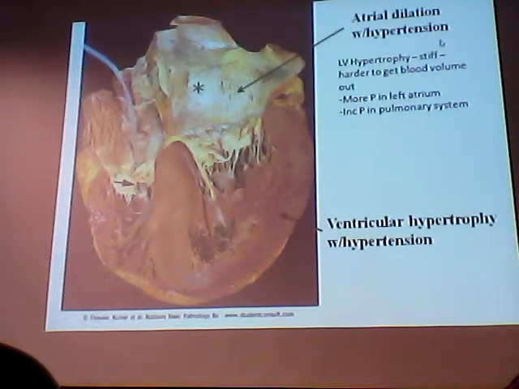Atrial dilation with hypertension. So the left ventricle, if it hypertrophies, becomes pretty stiff, and it's hard to get the blood out. That will feed back into the atrium. So if it's hard for the left ventricle to pump out what it needs to pump out, then there's more pressure building up in the left ventricle. And if there's more pressure in the left ventricle, it will affect the atrium. And if it affects the atrium, it'll also affect the pulmonary system.